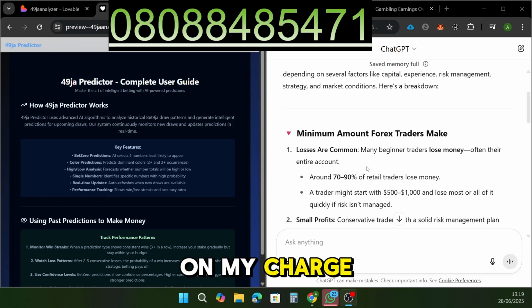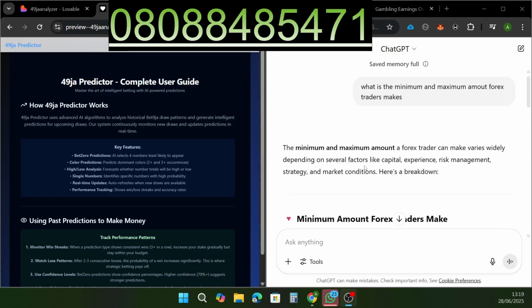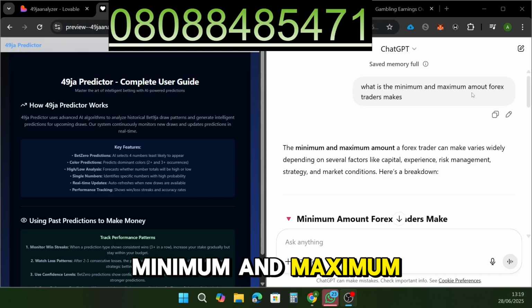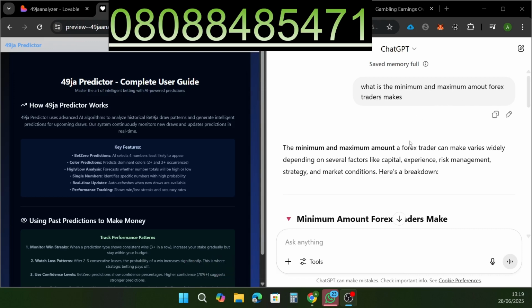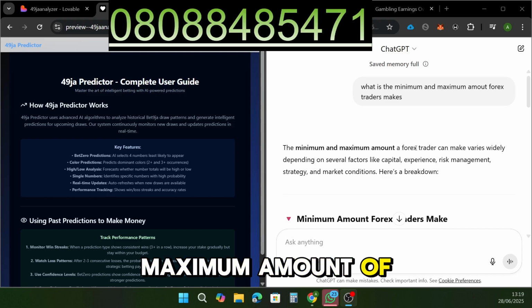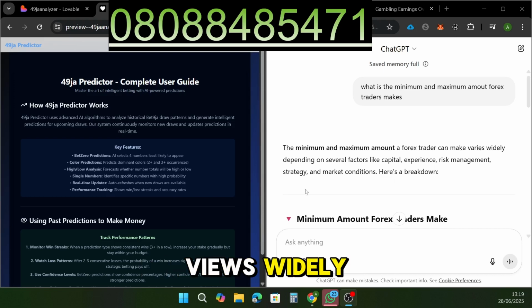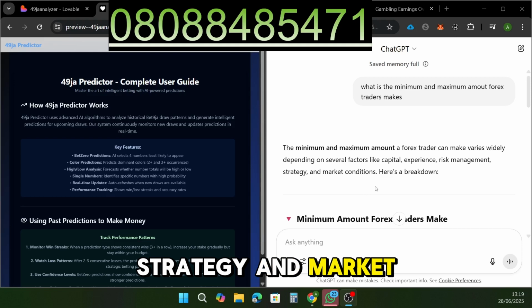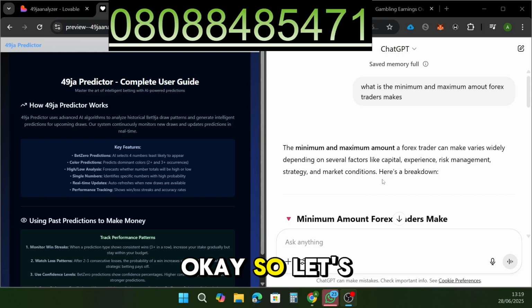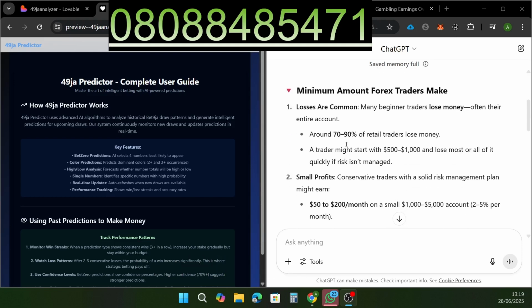So I go on my ChatGPT, then I search what is the minimum and maximum amount a forex trader makes. As you can see here, the minimum and maximum amount a forex trader can make varies widely, depending on several factors like capital, experience, risk management, strategy, and market condition. Okay, so let's go down. As you can see, minimum amount a forex trader makes.